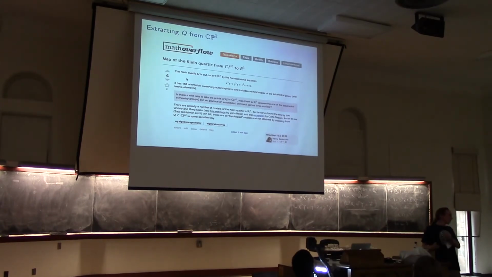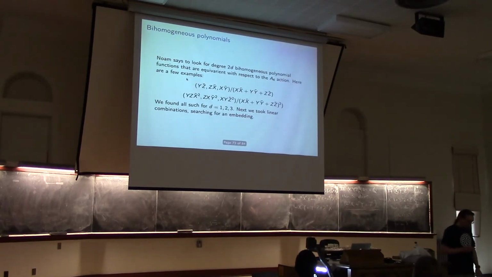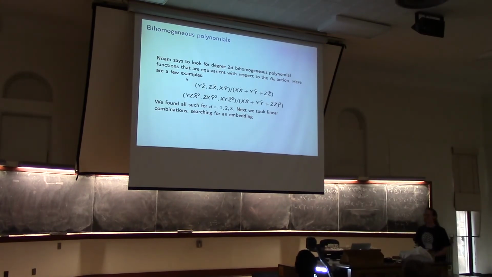We didn't give up. That was the important thing. We asked everyone in the world, but we didn't give up. So having asked everyone in the world, we then had the idea to ask Noam Elkies. And Noam says that we should look for bihomogeneous polynomial functions that are equivariant with respect to the tetrahedral action. So this is like hardcore algebra now, but nonetheless, it's what you need to do. You take these kinds of combinations of the variables. Let me get my mouse out of the way.